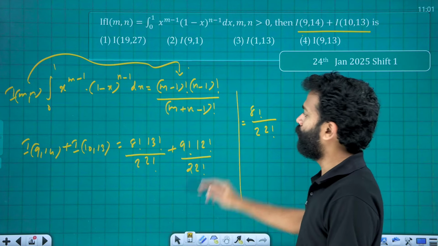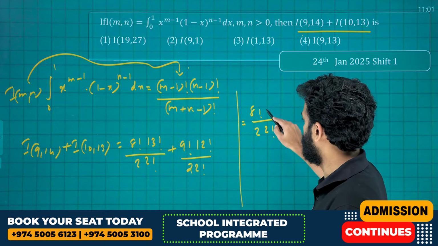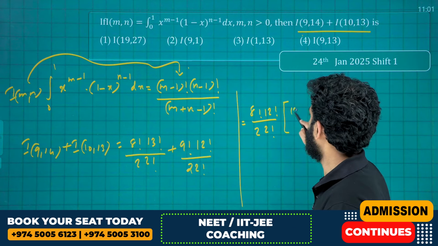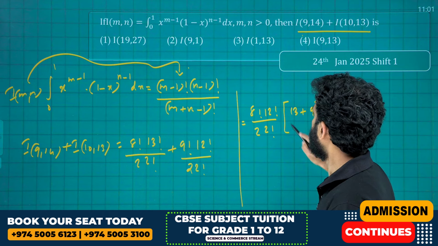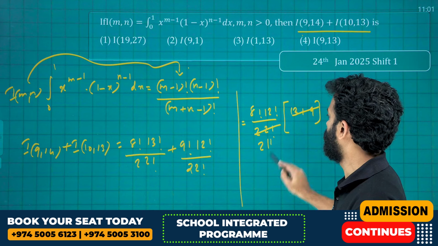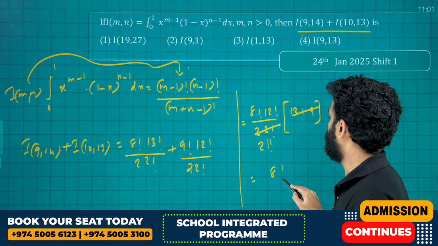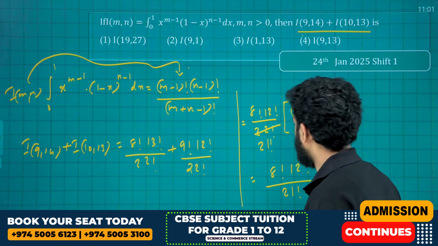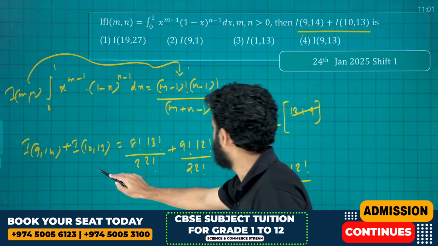And from 13 factorial and 12 factorial, what is common? 12 factorial is common. So, here it will be 13. Here it will be what? 9, right? 13 plus 9 is 22. So, it will get cancelled, becomes what? 21 factorial. Therefore, the net answer will be 8 factorial into 12 factorial divided by 21 factorial. So, this is the final answer for the sum of this one.